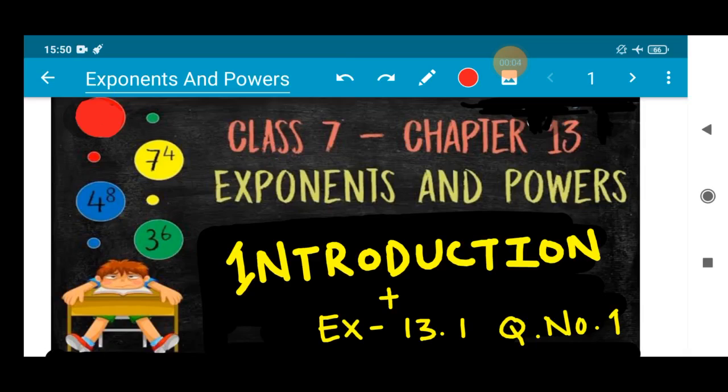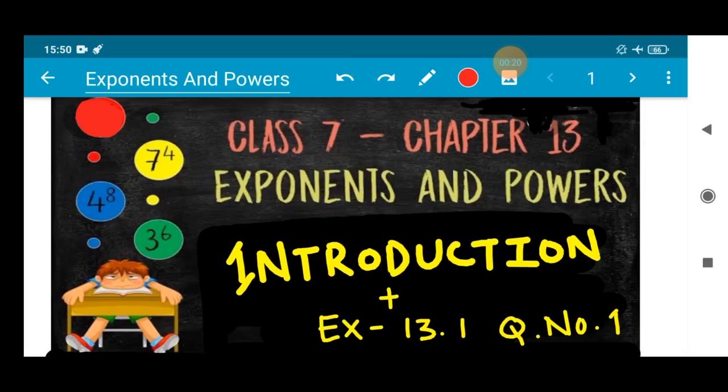So, in our last class, you all know that we have completed our chapter number 4, simple equations, right? So, from today onwards, we are going to start a new chapter, chapter number 13 from your NCERT book, Exponents and Powers.